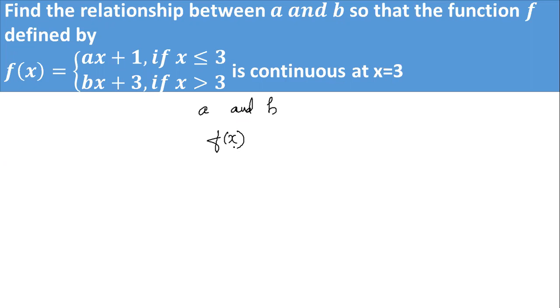Can you hear me now? Okay, fine. Okay, so how is the function defined?